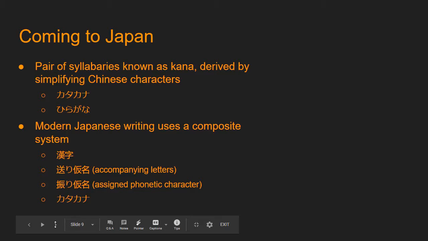Yeah, this was the slide that just showed the names. So, if you can see my mouse, it's kanji, okurigana, furigana, and katakana down there, and then there's katakana and hiragana as well. You can see the difference in the shape as well. One is a lot more angular and one is more like cursive and well drawn.